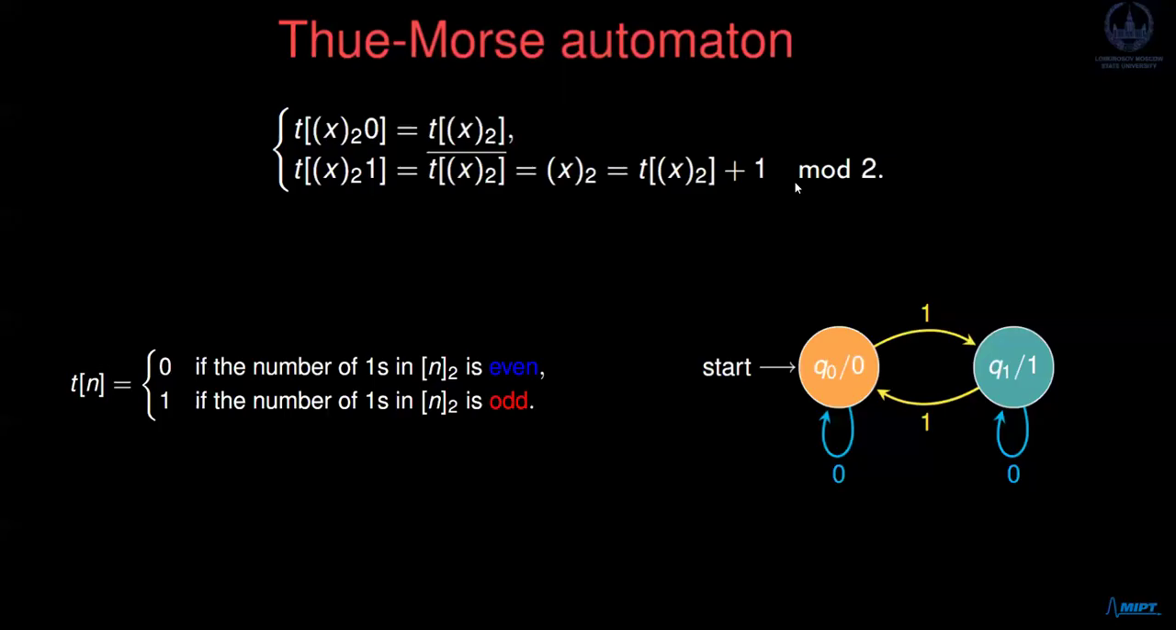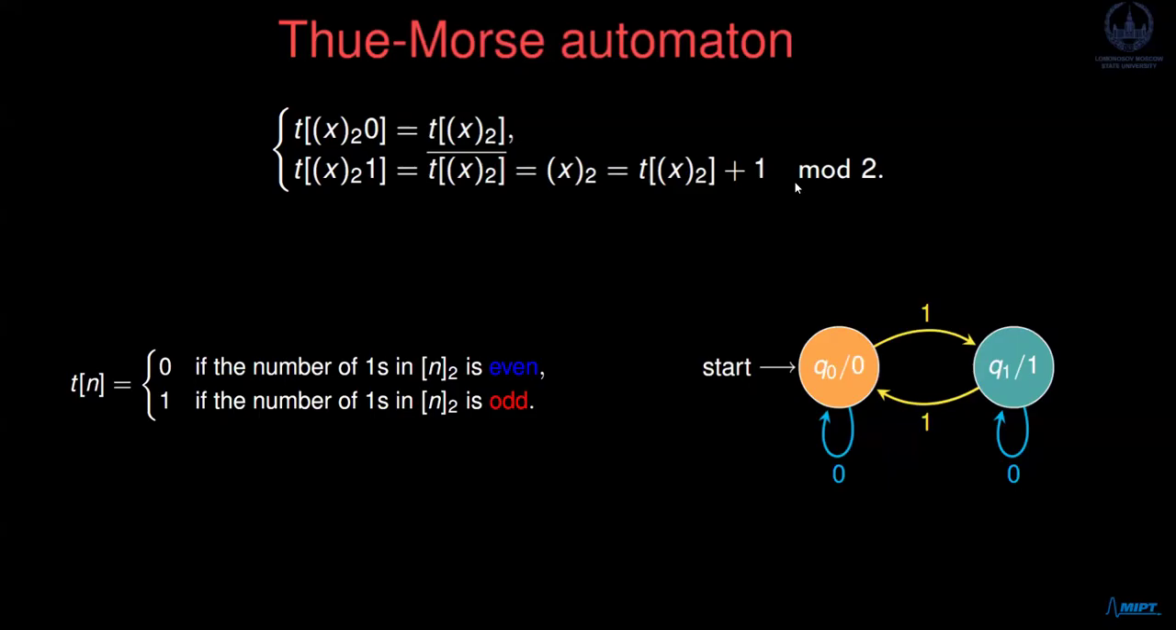About the automaton diagram: on the right side of the slide, we see a finite automaton representing the generation of the Thue-Morse sequence. It has two states, Q0 outputting 0 and Q1 outputting 1. When reading a binary digit, the automaton transitions between states based on the value.